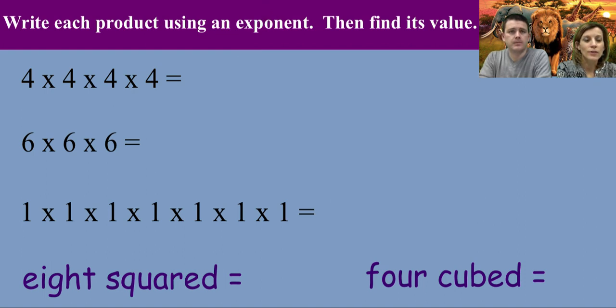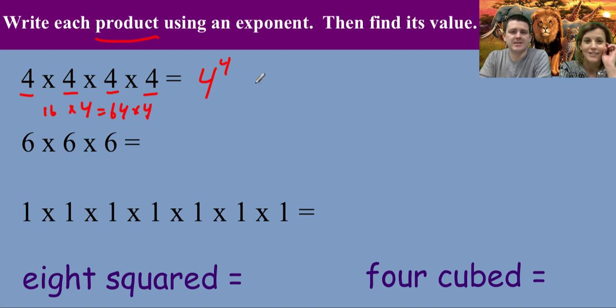Okay, we're going to go the reverse with the directions. We're going to write the 4 times 4 times 4 times 4 using a base and an exponent. So 4 is my number that's being repeated. So 4 is my base. It's being repeated 4 times. So I need a little 4 in the top right-hand corner. So 4 to the 4th power, and then find its value. So I need to go back and solve it. 4 times 4 is 16. 16 times 4 is 64. And 64 times 4, oh my gosh, 256?